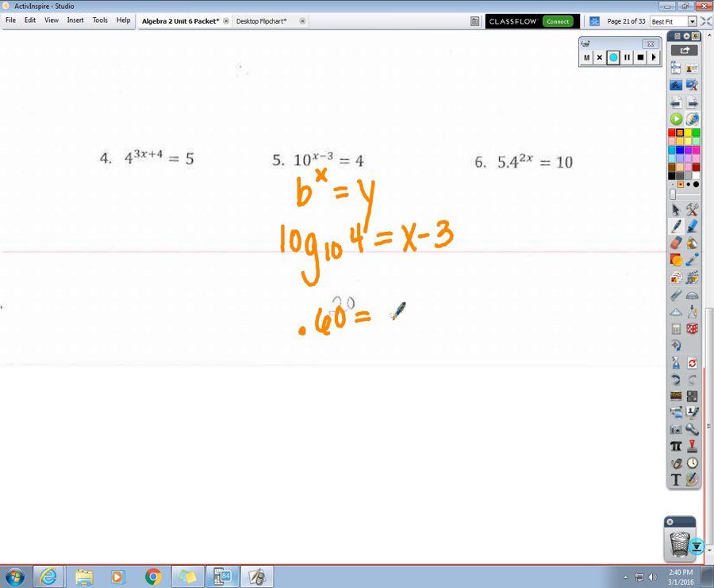And now to solve for the x, what do we do? Add 3. And so x equals 3.60, because they asked us to do 2 places.